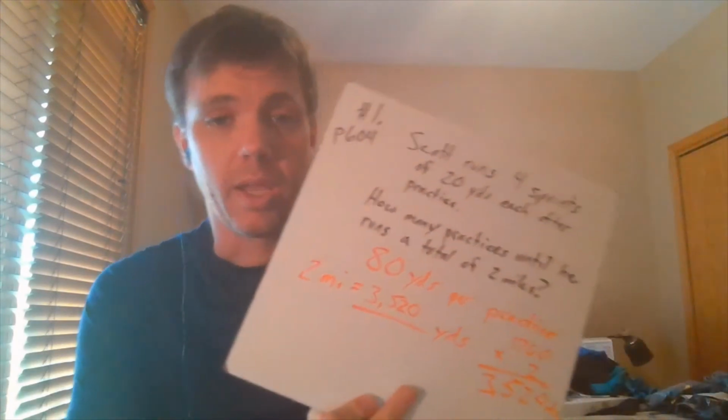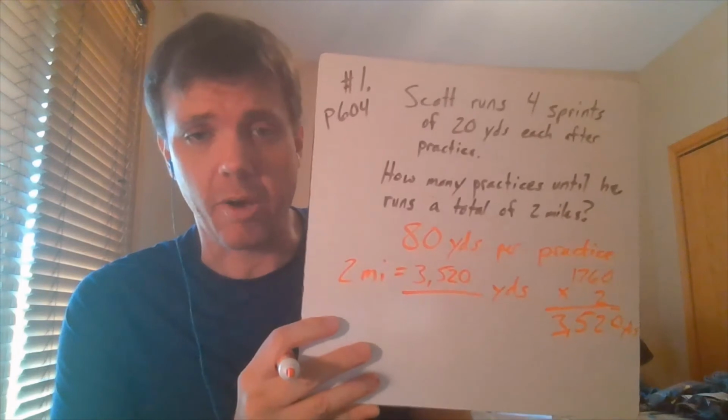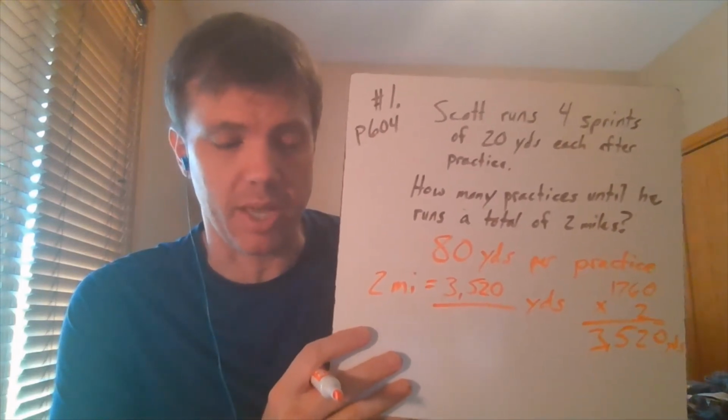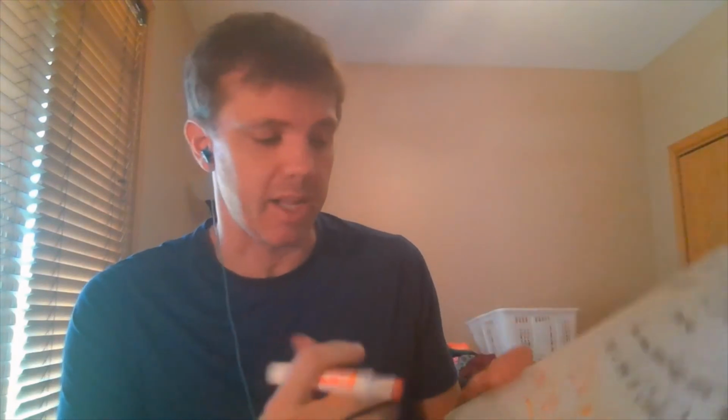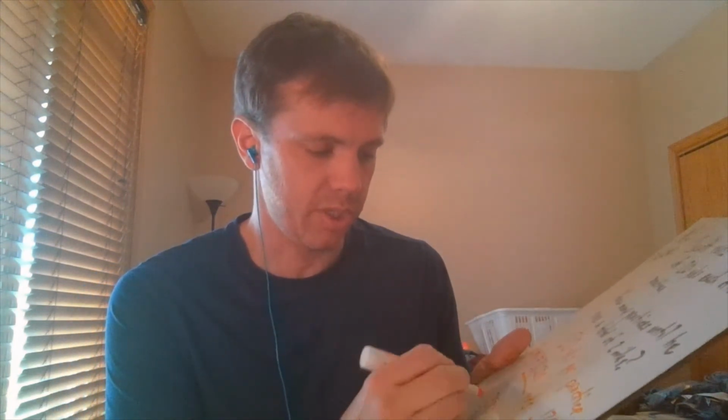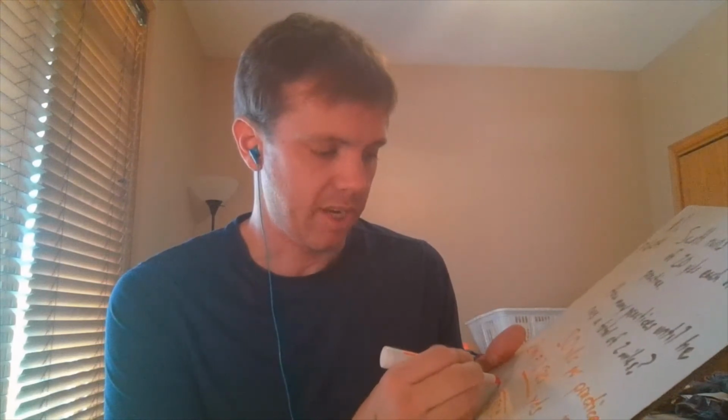So now we have to just say, how many 80s are there in 3,520? So obviously here again, we're going to be dividing 3,520 divided by 80.